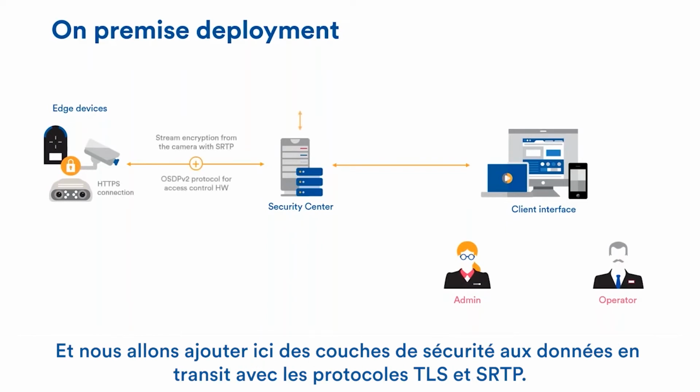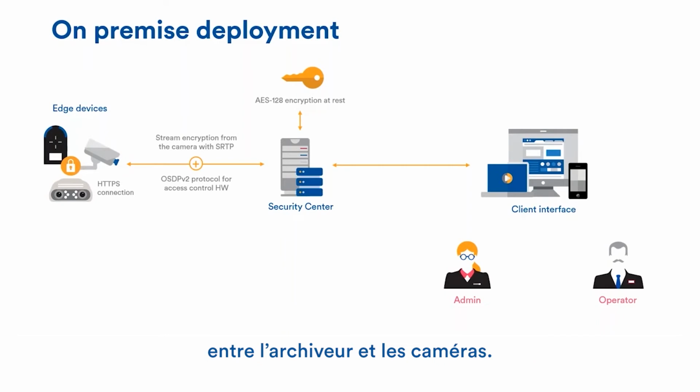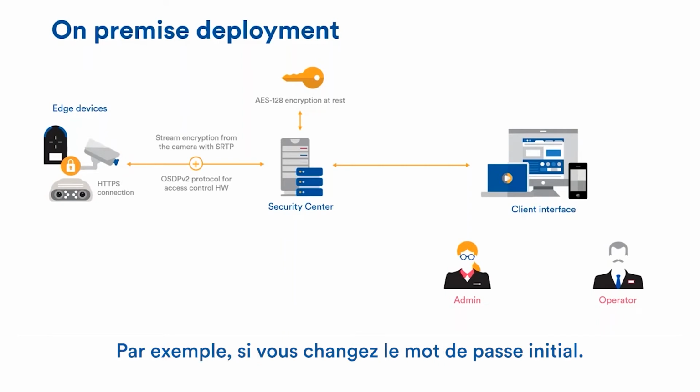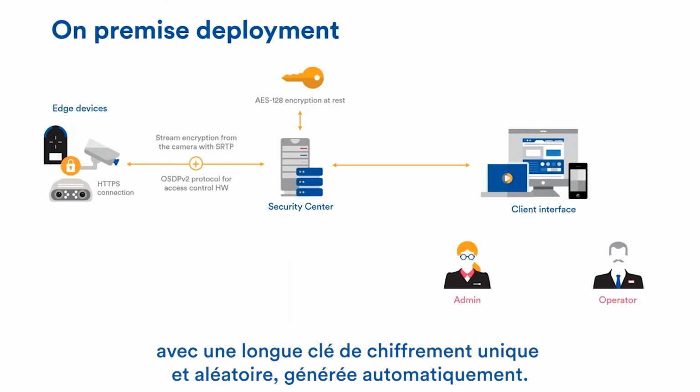Here we're going to add layers of security on the data in transit with TLS and SRTP. There's also a secure HTTPS connection, as Mathieu mentioned earlier in the presentation, between the archiver and the cameras, for example if you're going to change the password initially. And then at the core, the video archives are fully encrypted, right? With a long, unique, and random encryption key that's automatically generated.